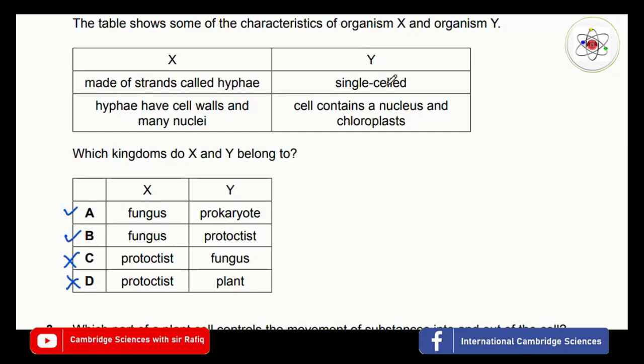Now, why single cell? Single cell may be prokaryote or protoctist, but when we read this description, the cell contains a nucleus and chloroplast. So this is the property of protoctist, right? So it means your answer is B.